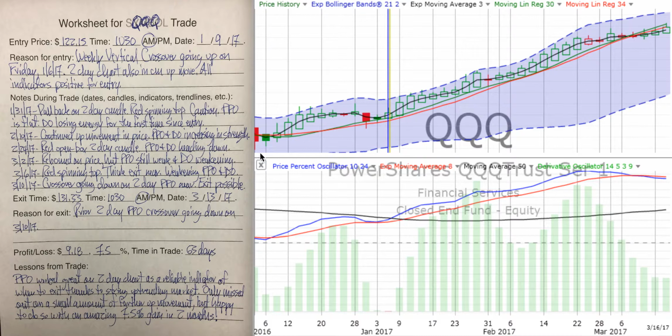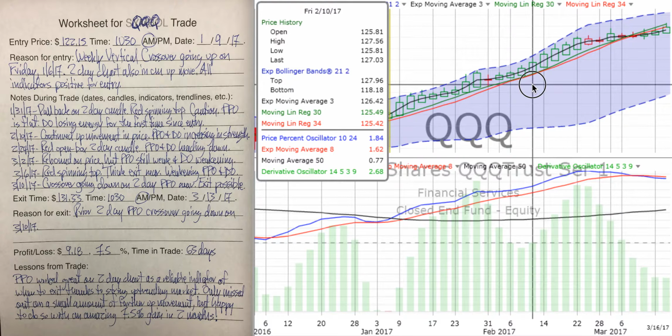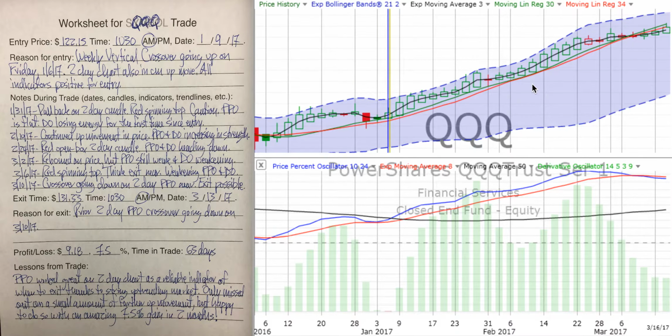Well, on the 10th of February, we noted continued up movement in price, PPO and DO increasing in strength. Again, on the 10th of February, we can see the NASDAQ 100 just flying up, so we made a little note to ourselves. Things are looking good. PPO's gaining in strength. We can see the derivative oscillator also gaining in energy. Everything is looking good. These candles are just spiking up, looking quite nice. Then we go to 2/24.